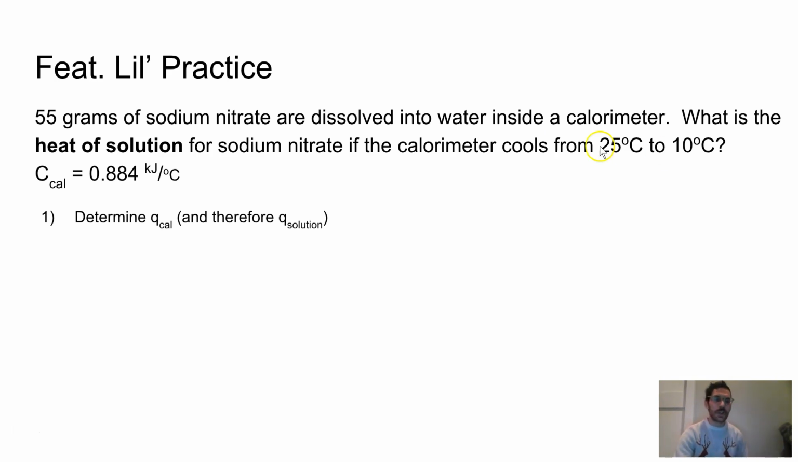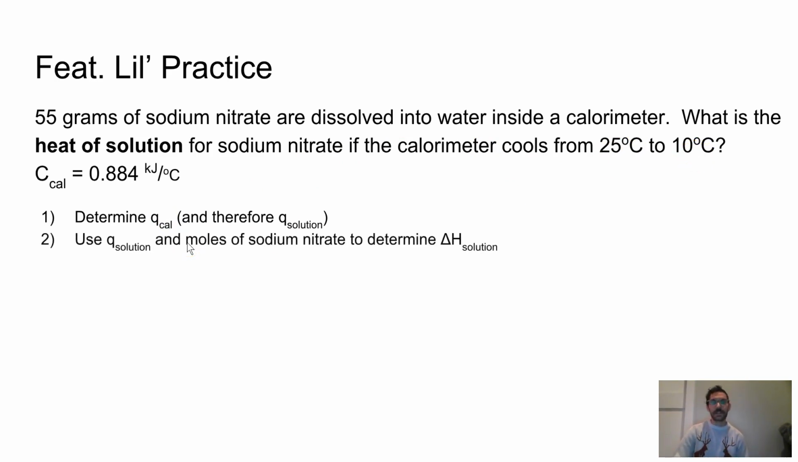First we're going to determine how much energy the calorimeter absorbed, or I guess didn't absorb, it released. Therefore we can figure out the Q of the solution, because we know those are opposites. And if we use this Q of the solution and the moles of sodium nitrate, we can figure out the ΔH of solution, the heat of solution, or enthalpy of solution. Anyway, let's show how we're going to do that.